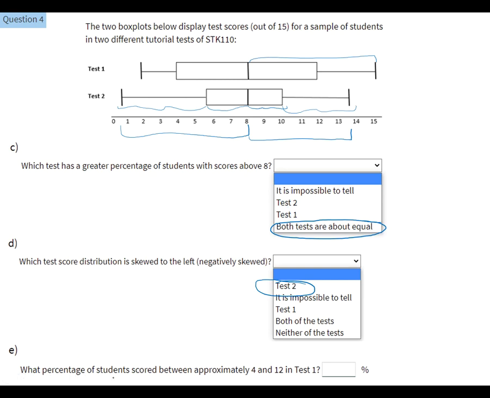And then the last question, what percentage of students scored between approximately 4 and 12 in test 1? We've actually already answered that. So between 4 and 12 in test 1, we know it's the middle 50%. So 50% of our students were in that range.